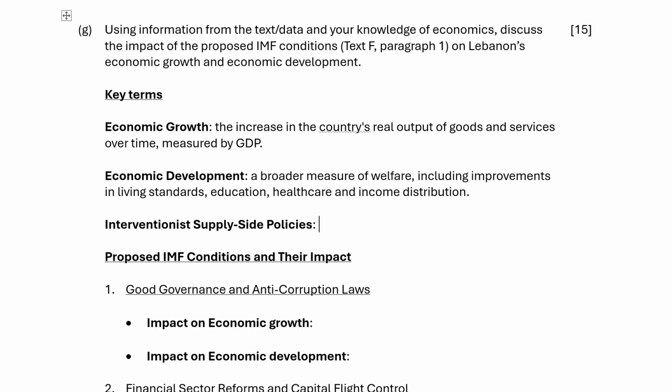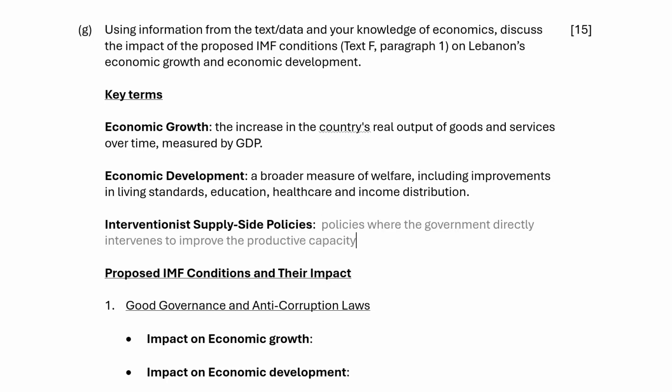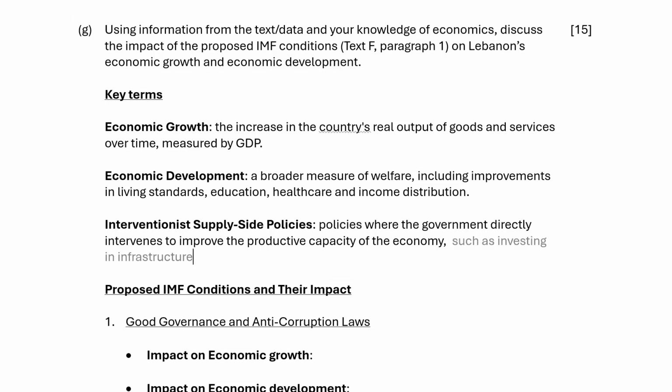Okay, that's the definition for economic development. And lastly, I've got one here for interventionist supply-side policies, because I think these are related. These are the specific policies that the IMF is referring to. You don't have to define them, but I'm just going to do it for the sake of completeness. Policies where the government directly intervenes to improve the productive capacity of the economy, such as investing in infrastructure or enforcing government reforms.